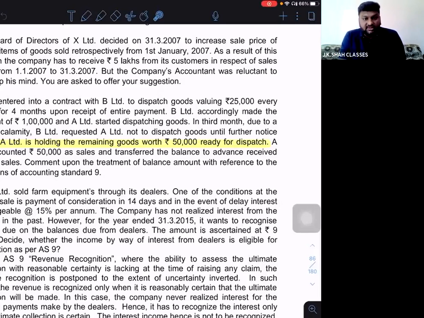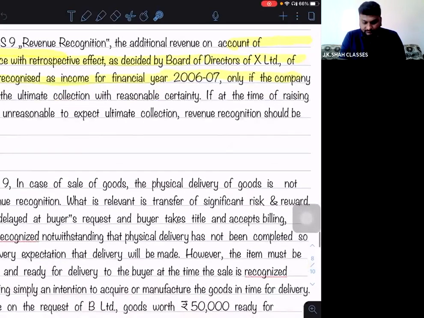Right? So here our first paragraph will be talking with respect to certainty of collection. And in the second paragraph, we will have to give a dual answer that if the company is certain, record the revenue. If not certain, postpone the revenue. Right? So let's have a look at question number 5.